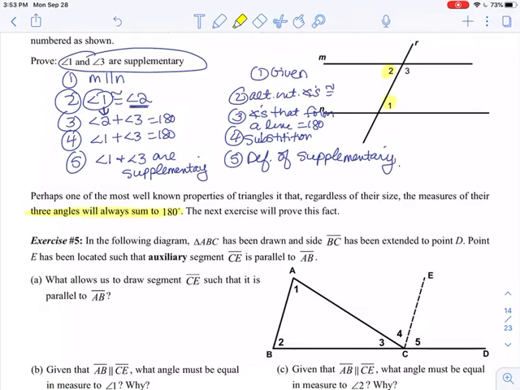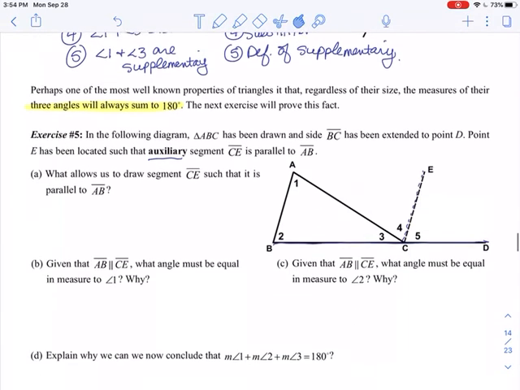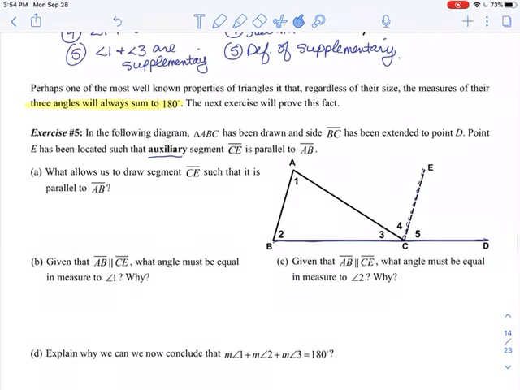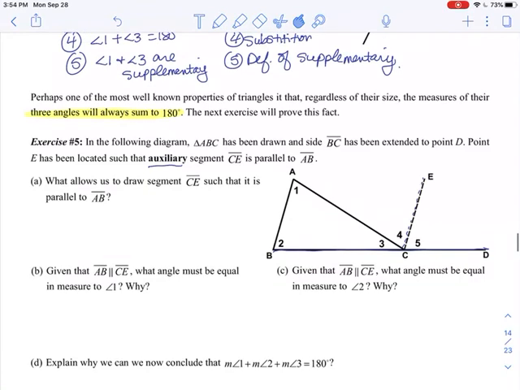In exercise 5, triangle ABC has been drawn. Side BC has been extended, so I just took BC and extended that side to D. Point E has been located such that it's an auxiliary segment. An auxiliary segment is this dotted line right here. It's a line that's added to a problem to help us prove something. And it was specifically drawn so that CE is parallel to AB.